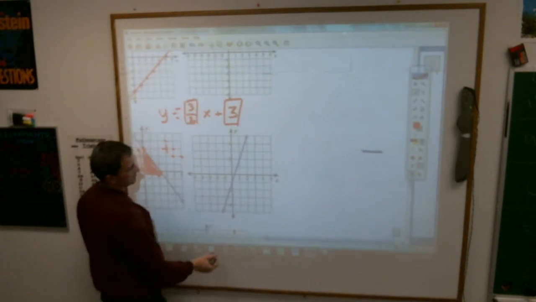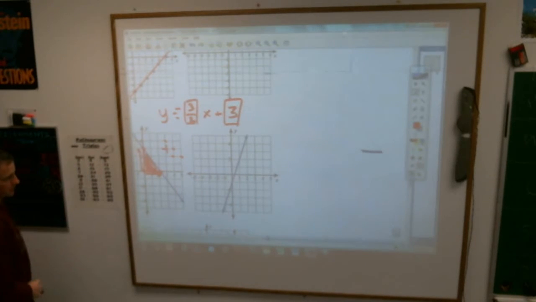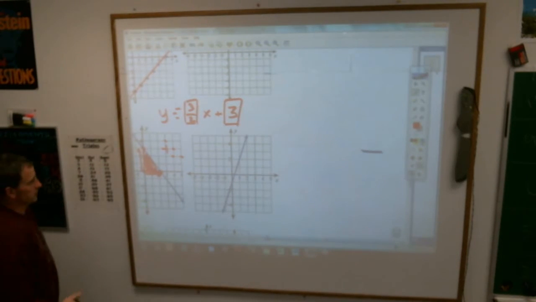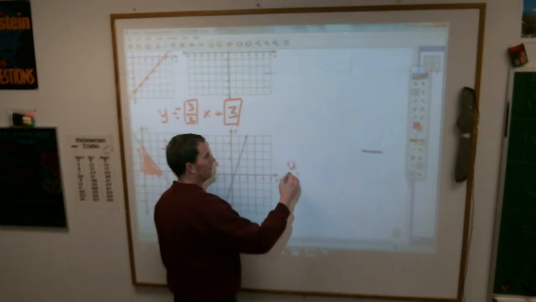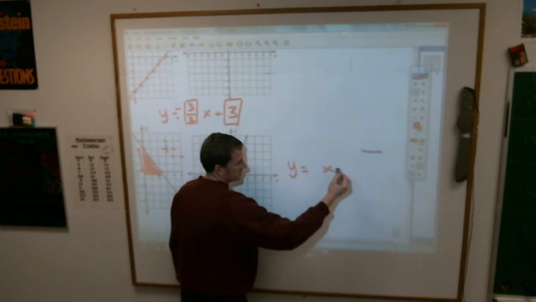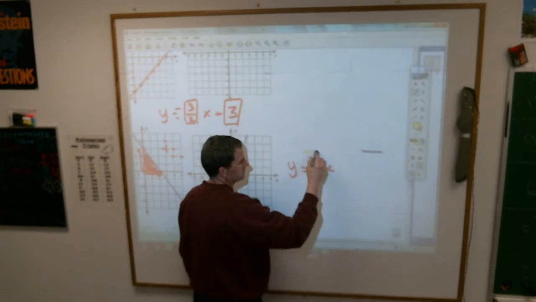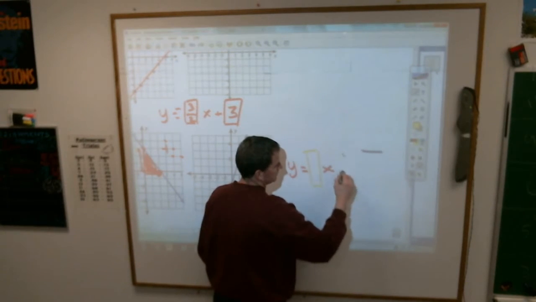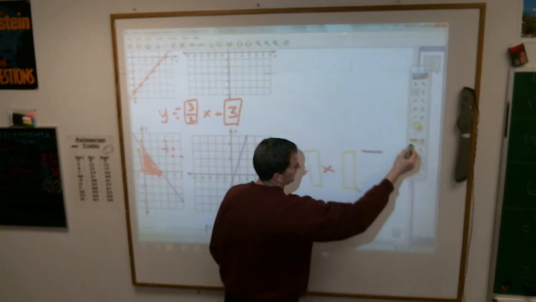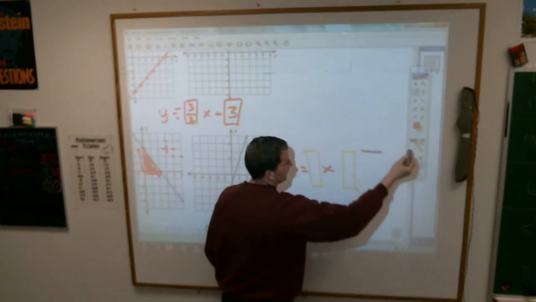I'll give you a second. Do this one for me. Do this one again. It's going to be one in slope-intercept form, so you're going to have y equals some number in front of x plus or minus some number there, depending on where it crosses the axis.